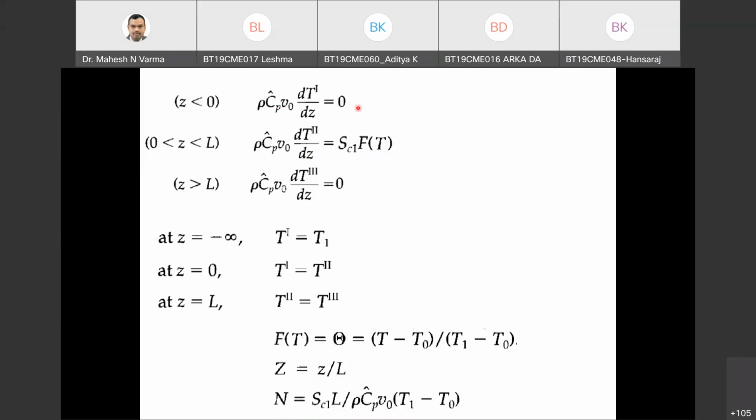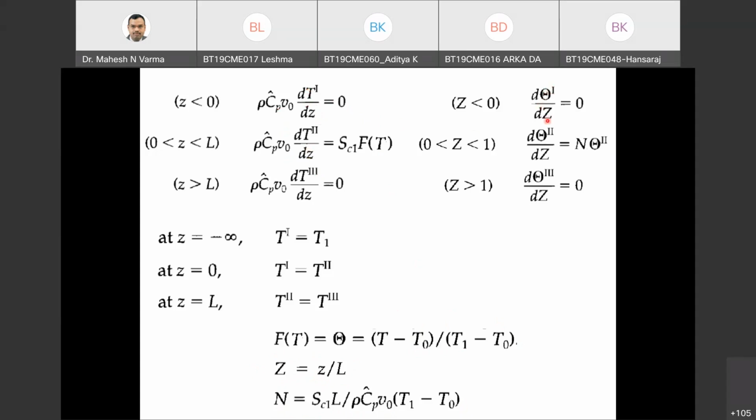Now rearranging this equation, what you will get is d theta 1 by dz equals 0 for phase 1, d theta 2 by dz equals n into theta 2 for phase 2, and d theta 3 by dz equals 0. This z is the dimensionless length actually, and this is dimensionless temperature. f of t is given. And this boundary condition will change to: at capital Z equals minus infinity, theta 1 equals 1.